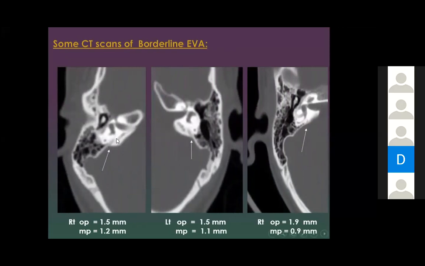Here, this is the vestibule and this is the canal. This is the posterior semicircular canal. We can compare here. The operculum in the first 2 images is within normal. The enlargement is in the midpoint. Here, the midpoint is within normal, but the operculum is enlarged.